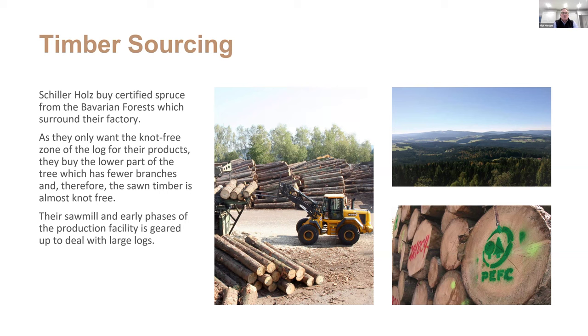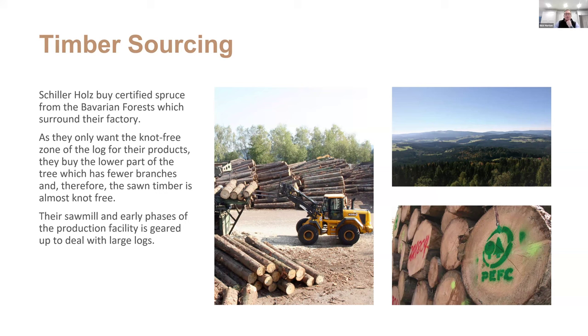Their attention to detail even starts here. They start by purchasing only the part of the tree that is most useful, which provides the highest yield to them. So they get the lower end of the tree, less the root bulb. And because there's less branch, there are no little branches down there, it means there are fewer knots for them to deal with further on in the process, which I'll come to in a few slides' time.